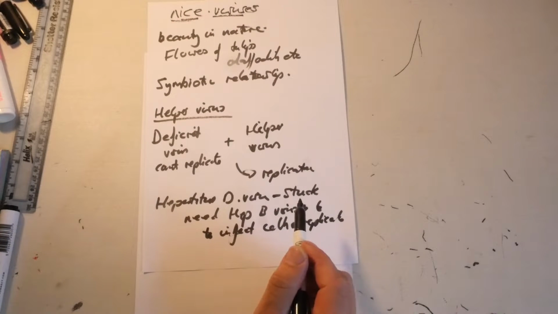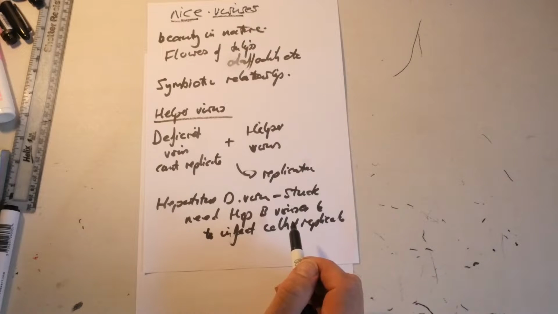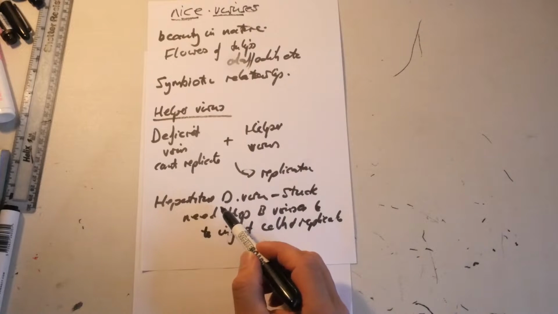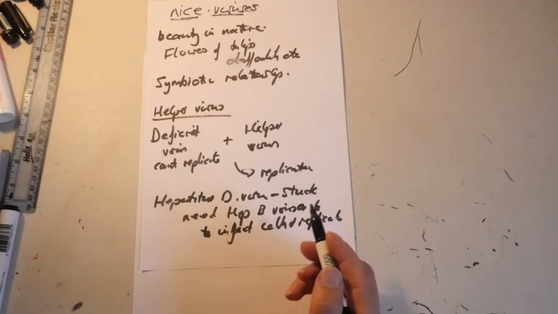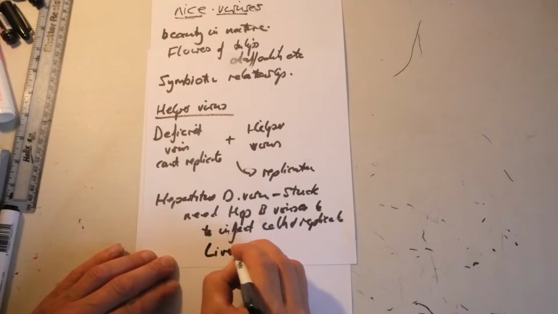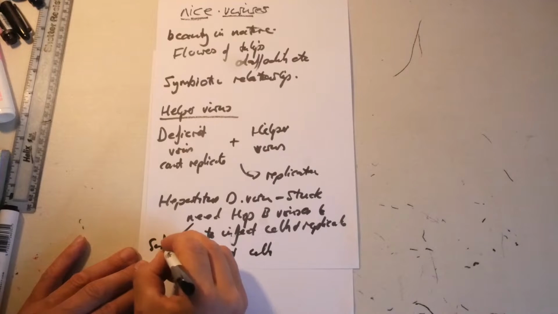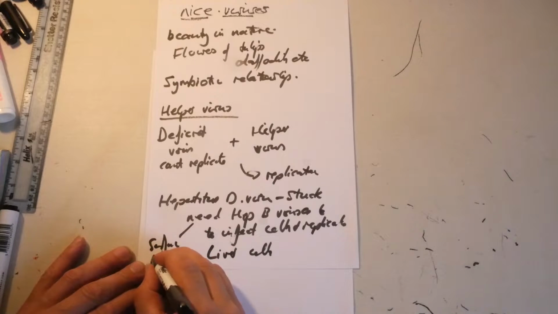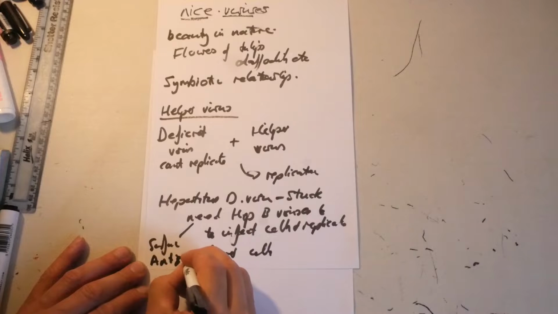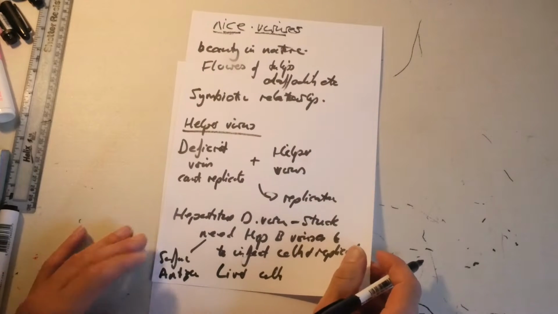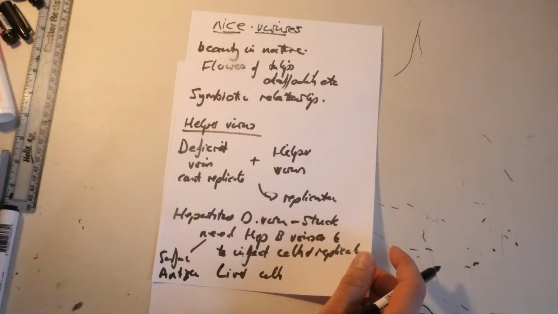Okay, the B supplies a surface antigen which helps the hepatitis D infect and replicate in liver cells. Okay, so that supplies a surface antigen. Antigen is a bit of protein. Okay, so that's one example of helper virus.